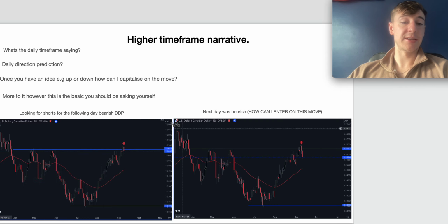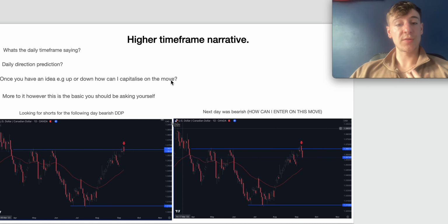So let's quickly recap. Higher time frame narrative: you want to predict what's happening on the higher time frames. In this case, the daily time frames, you're predicting the next daily moves, what's likely to happen. Are we likely to go up or down? That's all we're trying to do. Today, is it likely to go up for this session, London session, New York session, or are we likely to go down?